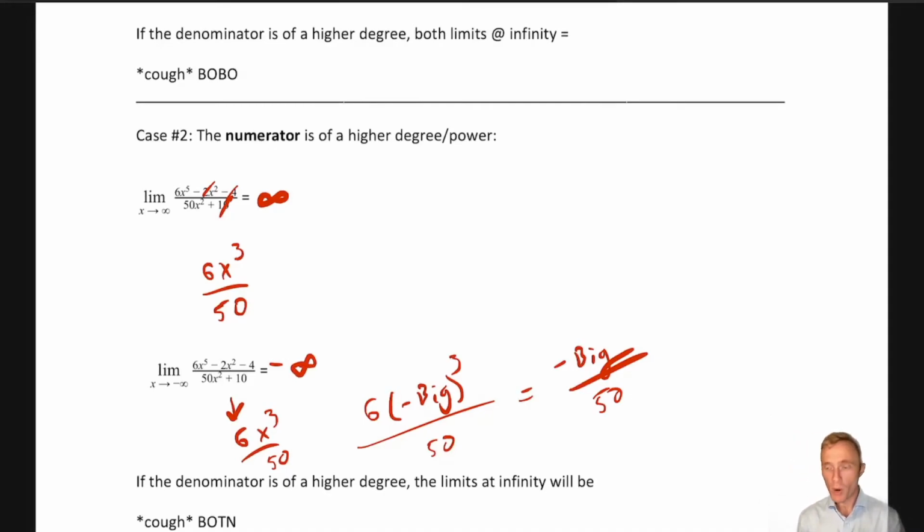This is your BOTN rule. Bigger on top, no asymptote, I think is what that means. This is another reason why I'm not a fan of BOBO, BOTN, EATS DC, because I don't just care that there's no asymptote. I care about what's happening. I care about, am I heading to positive infinity or negative infinity?